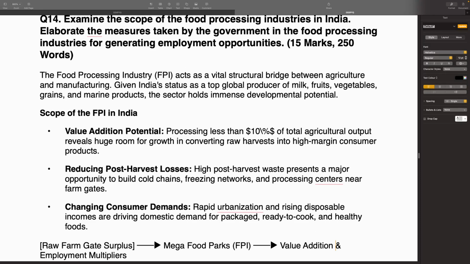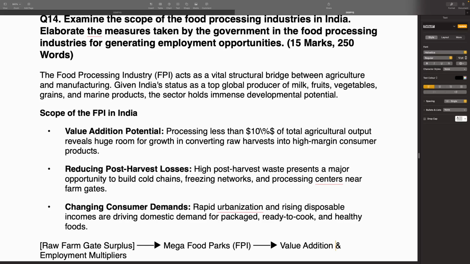Examine the scope of the food processing industries in India. Elaborate the measures taken by the government in the food processing industry for generating employment opportunities. The food processing industry acts as a vital structural bridge between agriculture and manufacturing. Given India's status as a top global producer of milk, fruits, vegetables, grains, and marine products, the sector holds immense developmental potential.